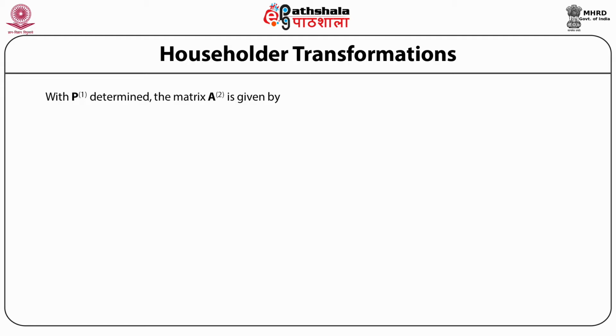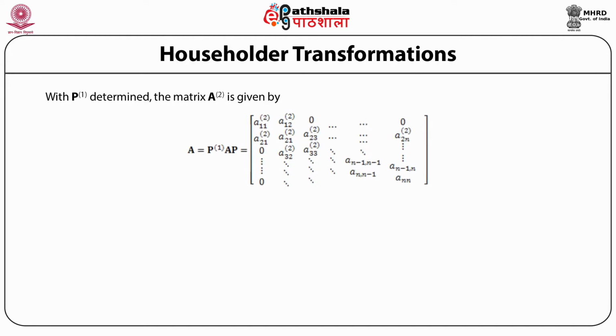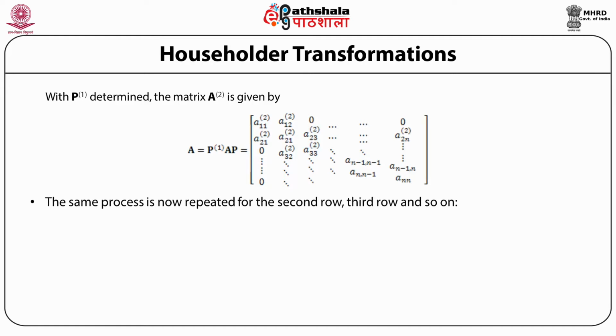With P raised to power 1 determined, the matrix A raised to power 2 is given by P raised to power 1 A P raised to power 1, and all the matrices are shown on the screen. The same process is now repeated for the second row, third row and so on.